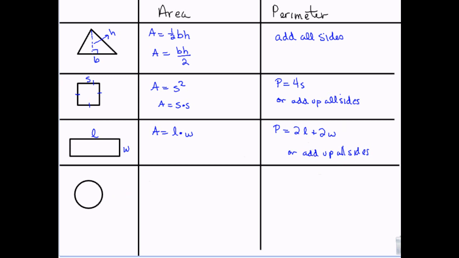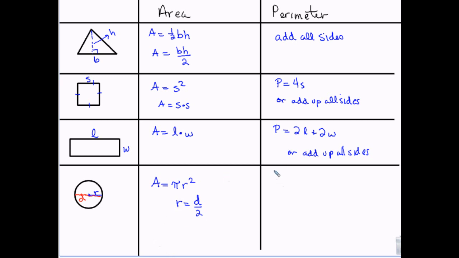If I have a circle, I'm going to do the radius in blue. And I'll say the diameter is red. So radius goes halfway across, diameter goes the whole way across. The area is pi r squared. If you have the diameter, you divide it by 2 to get the radius.